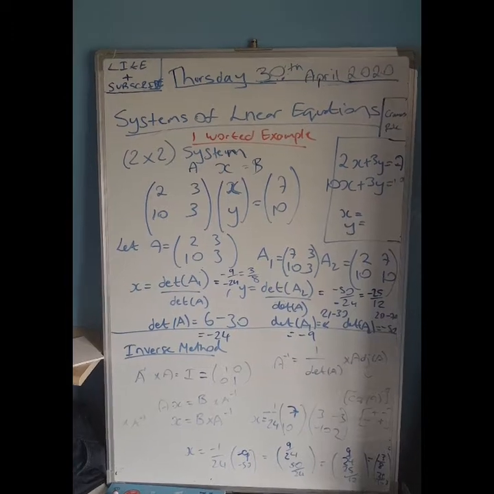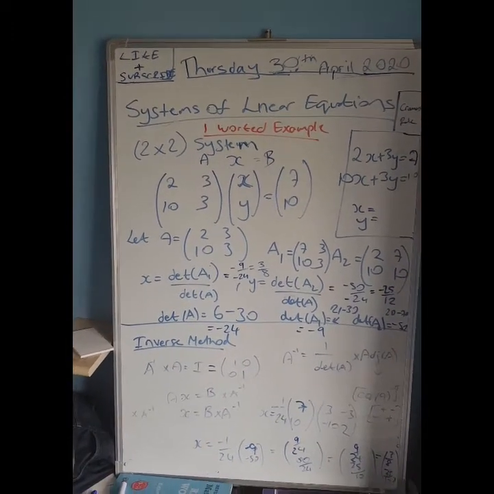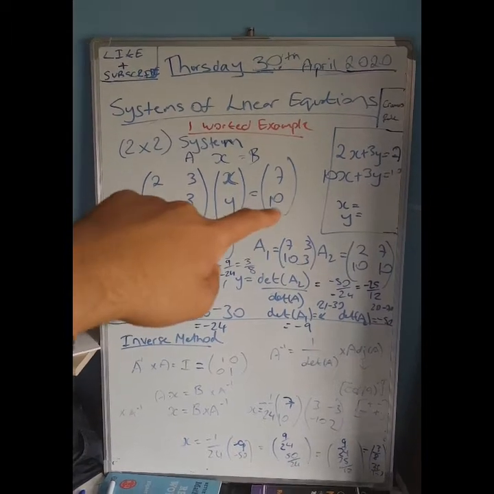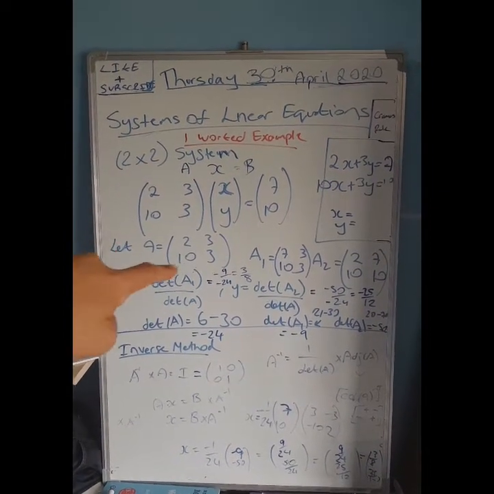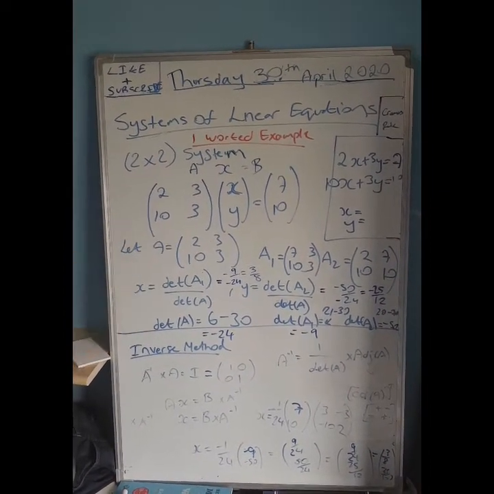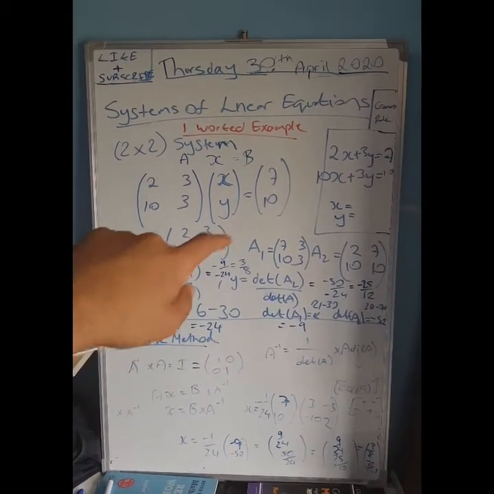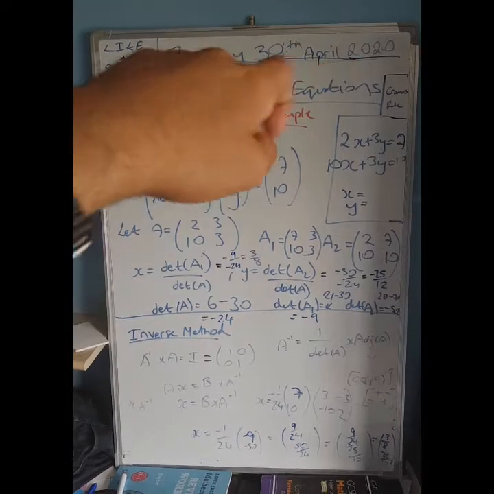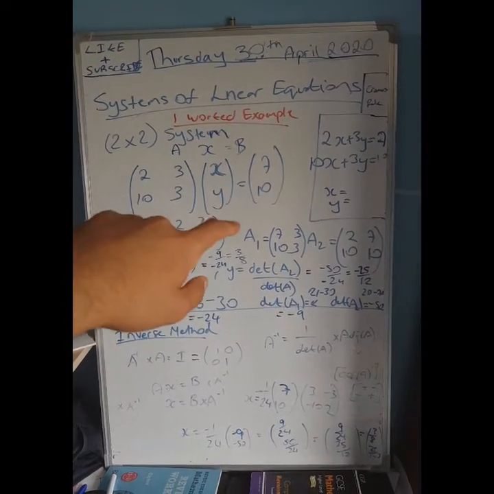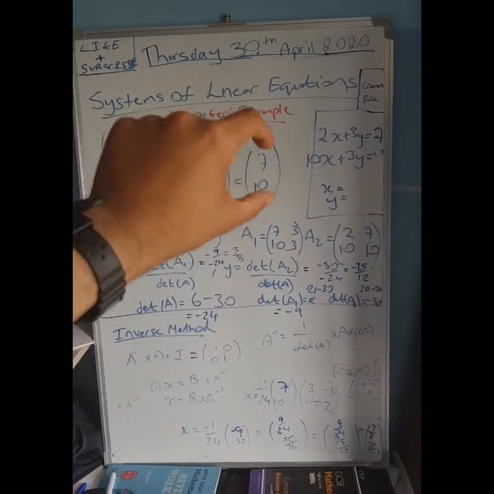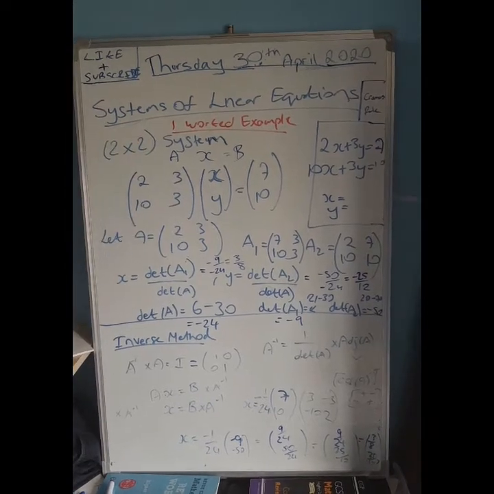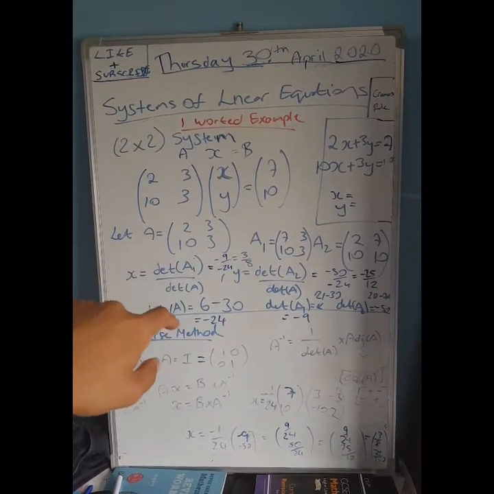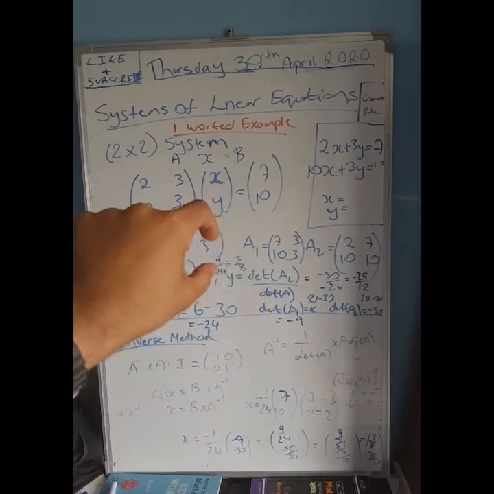Now, if we look here, this is matrix A times x is equal to b. I've let A equal this, 2, 3, 10, and 1. I've let A1 equal this, and A2 equal this. So this is what I call Cramer's Rule. For A1, what I've done is I've replaced the first column here with the first column here, and then I've worked out the determinant for A1.